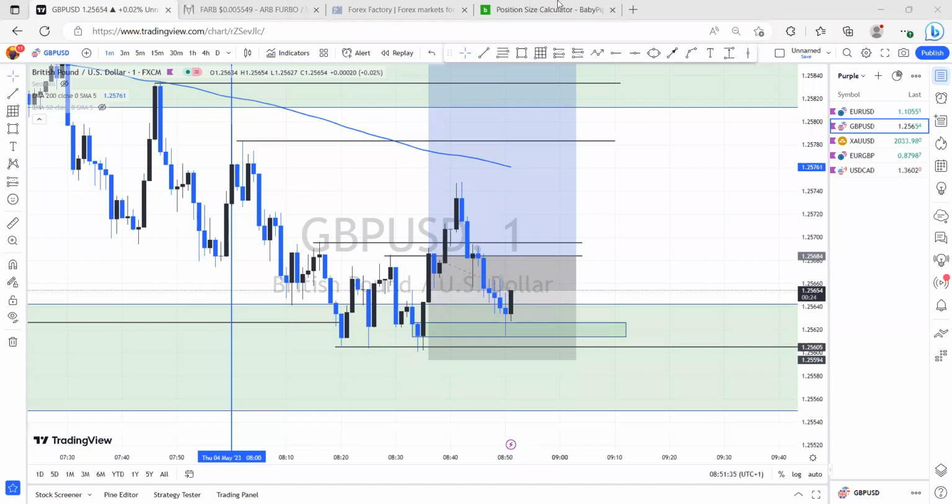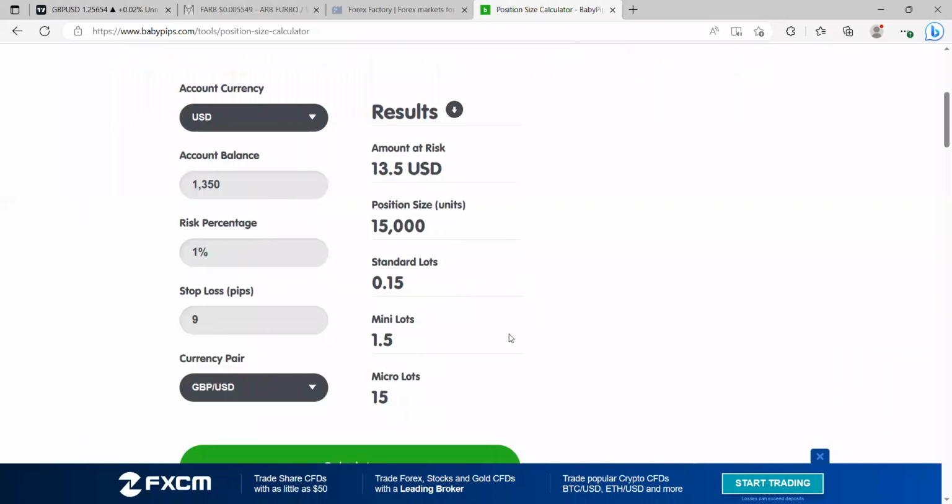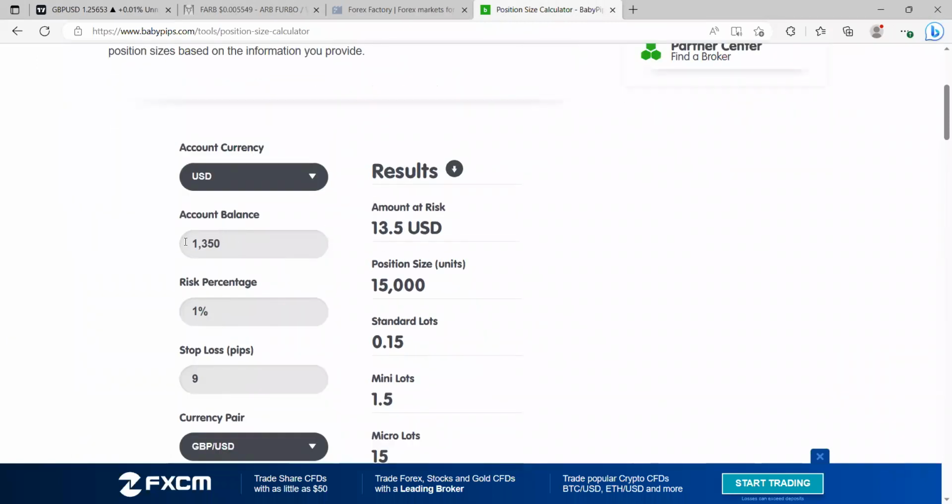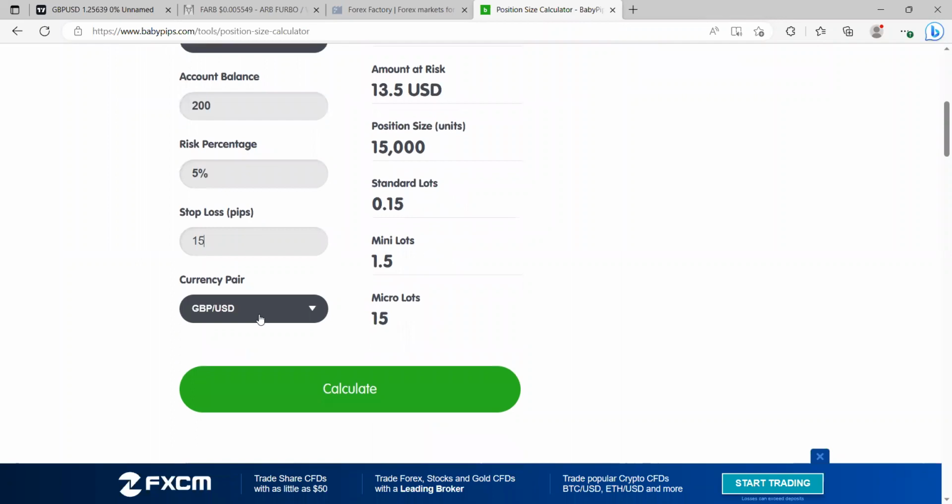Okay, so let us use $200 for those that have a $200 account. Even though you cannot make mama proud with this one, in $200, you want to risk maybe 5% of the account, and your stop loss is maybe 15, and you are trading GBP.